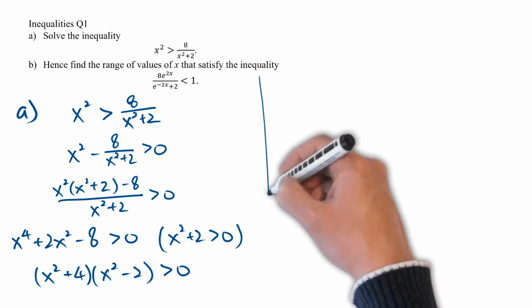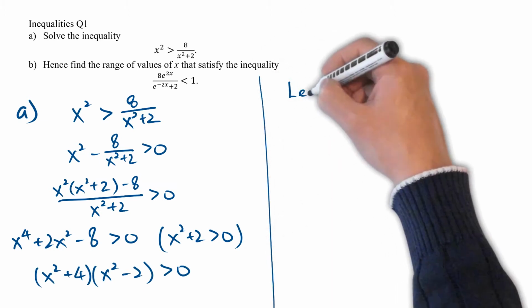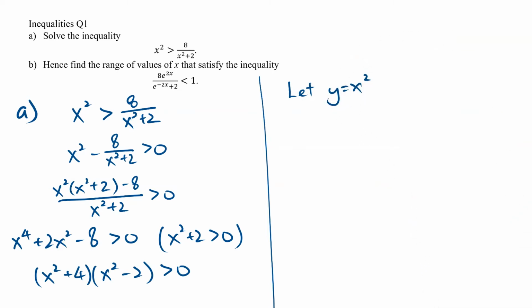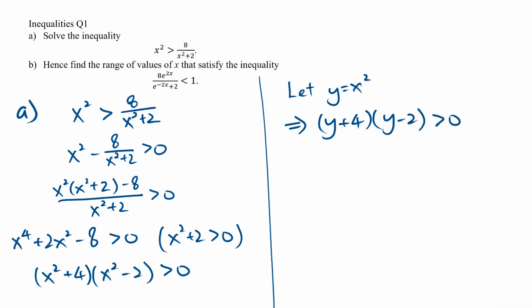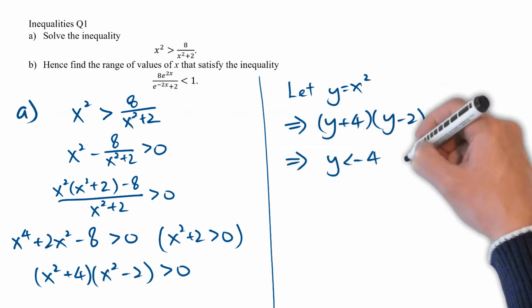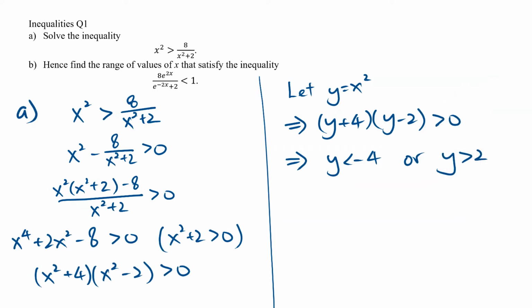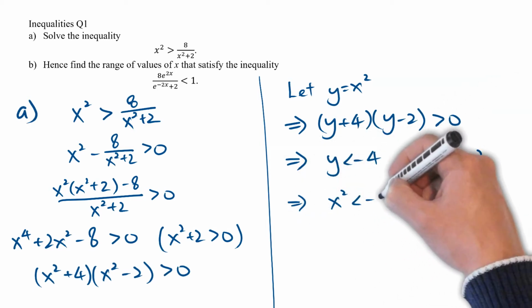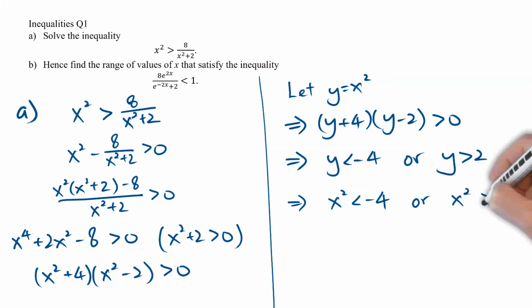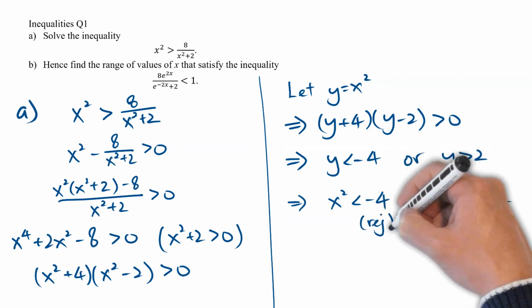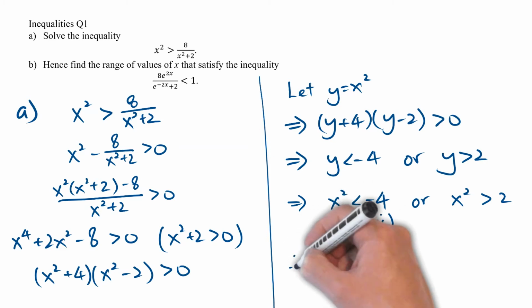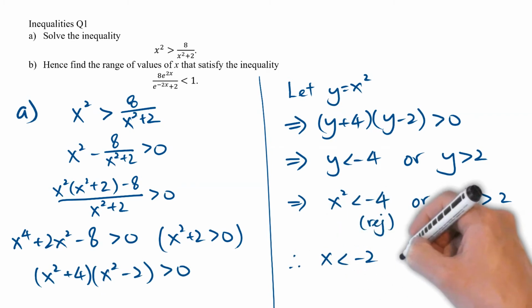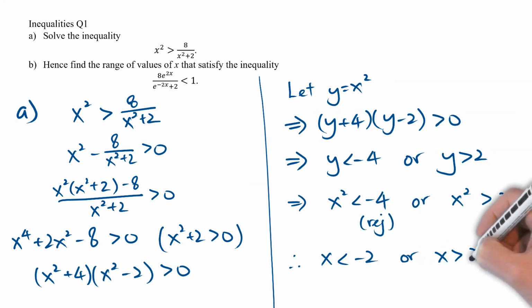We can let y equals x squared, and this simplifies the inequality to y plus 4 times y minus 2 more than 0, which we can then solve to get y less than negative 4 or y greater than 2. And this means that x squared is less than negative 4 or x squared must be more than 2. And we can reject the solution for x squared less than negative 4 since we know that any square term is always positive and it is impossible for x squared to be negative. And therefore, solving x squared greater than 2, we end up with x less than negative root 2 or x more than root 2 as the final solution for part A.